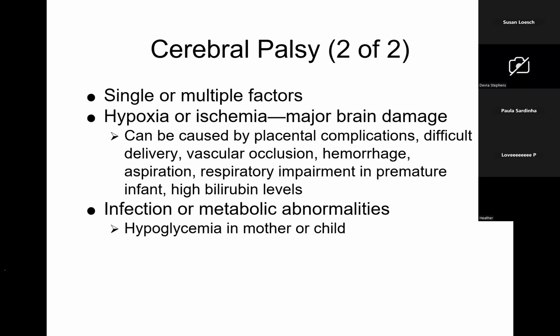Drugs, cocaine can lead to this. Hypoglycemia or metabolic abnormalities in either mom or baby.